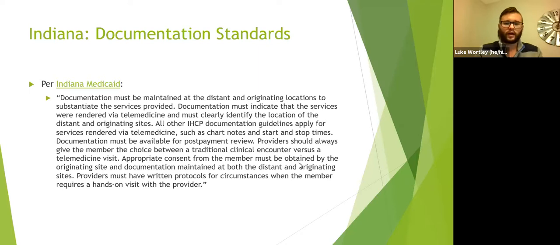And I will go ahead and leave the rest of that for you all to read. It does actually mention here at the bottom, appropriate consent from the member must be obtained by the originating site and documentation maintained at both distant and originating sites. So according to Indiana Medicaid, this is probably the best documentation standard that I could find. So if you are in the state of Indiana, make sure that you're documenting use of telemedicine and the services provided at both the distant and originating sites if possible, and obtaining consent where possible as well.